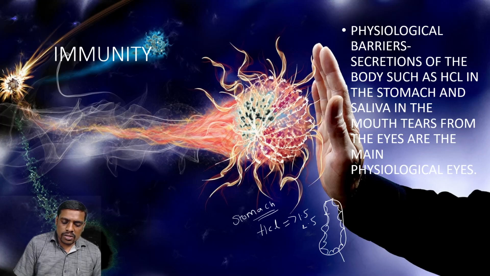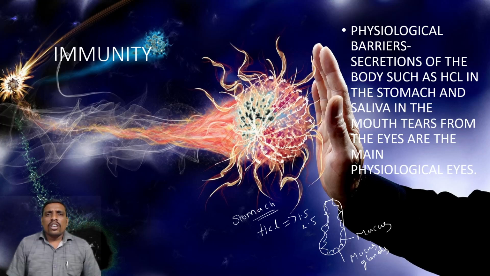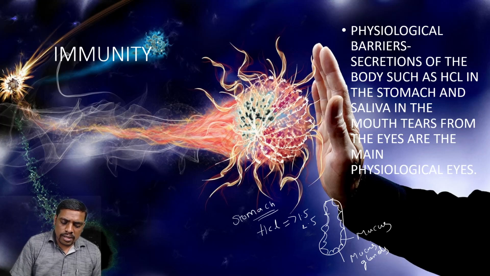they contain millions of mucous glands. These millions of mucous glands secrete mucus, a thick layer of mucus. If this thick layer of mucus is present on the walls of the stomach, the mucus can neutralize the action of HCl in the stomach.